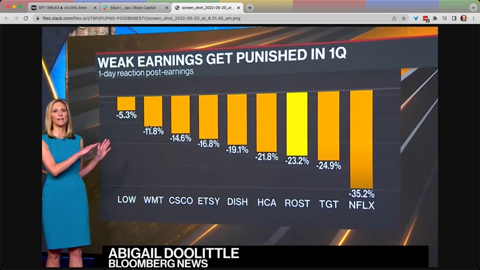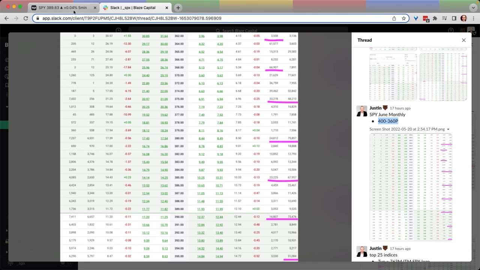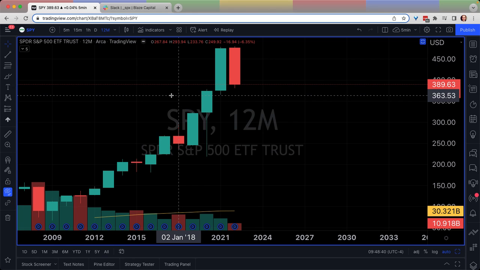Lowe's, negative 5, Walmart, negative 12, Cisco, negative 15, Etsy, negative 17, Dish, negative 19. I don't know what HCA is. Ross, negative 24, Target, negative 25, Netflix, negative 35. The safest stocks are all falling, or the last dominoes are all falling now. All right, so that is the bulk of what I wanted to present.